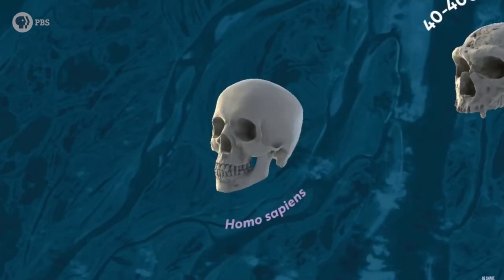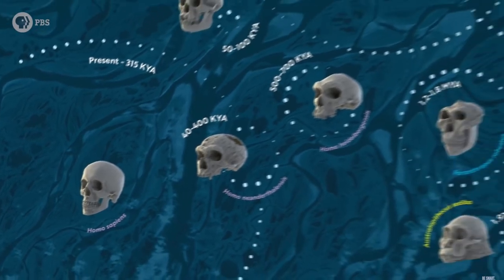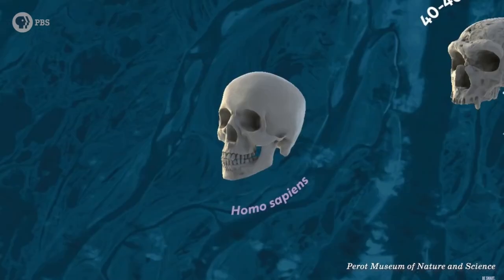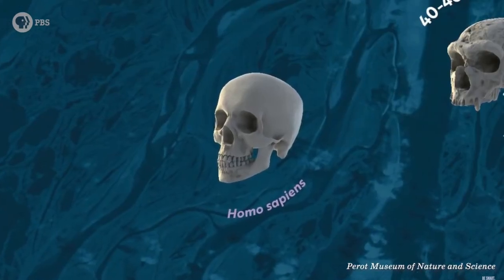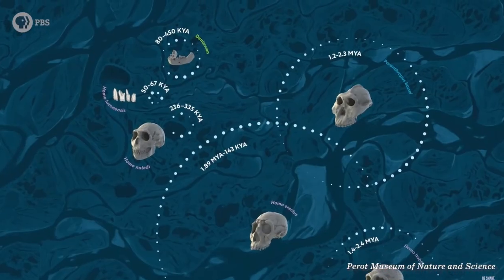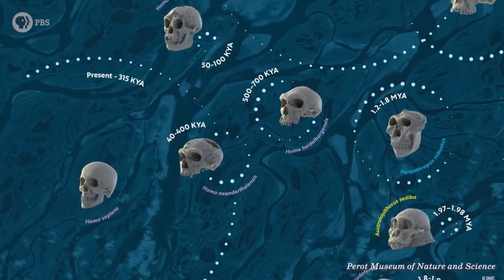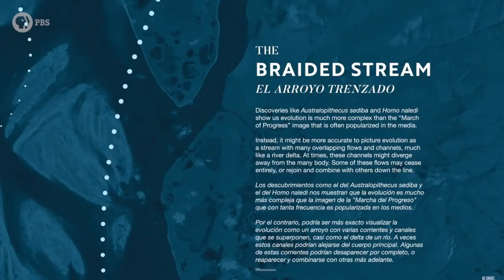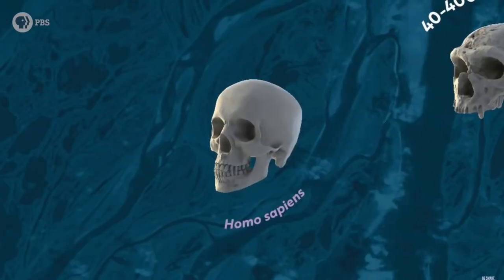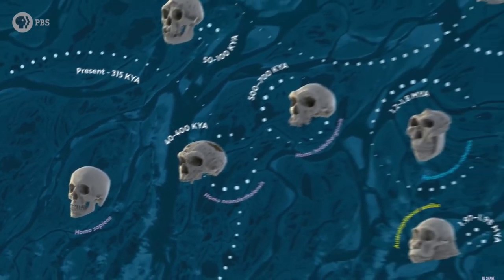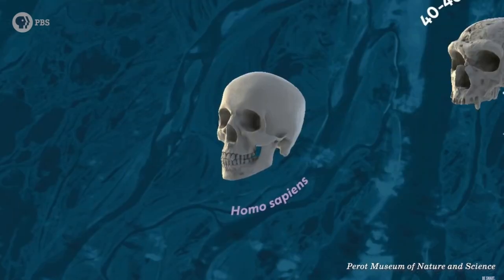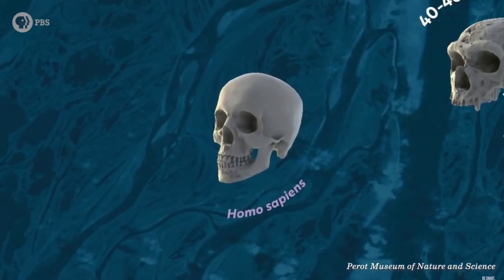It imagines evolution as a stream, a delta that flows with many branches and channels. At times, these branches might diverge from each other or from the main body, but sometimes these channels might also get tangled up within each other, may cease to exist entirely, or may join and recombine. So the braided stream model accurately captures these processes that could have happened.